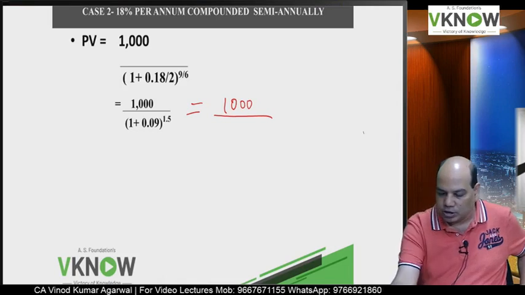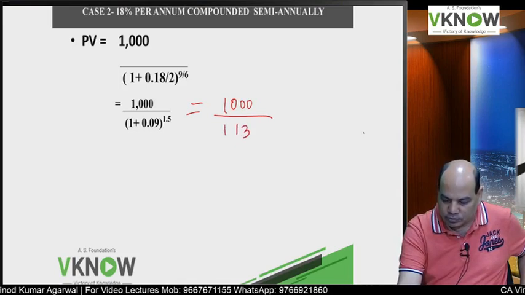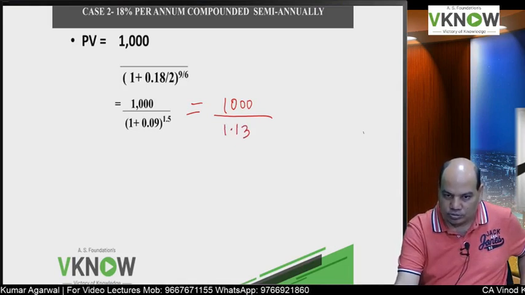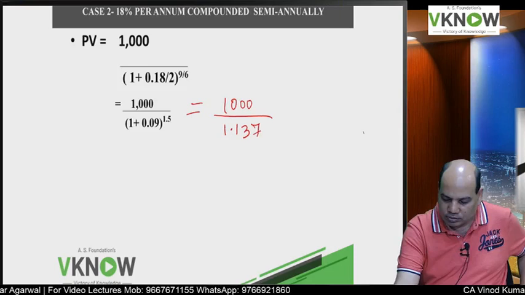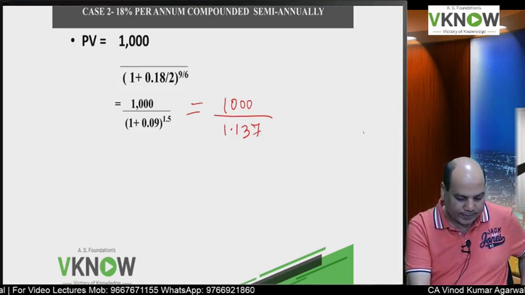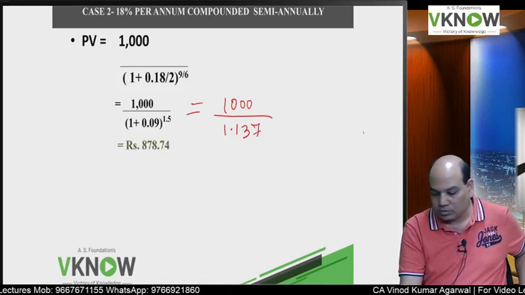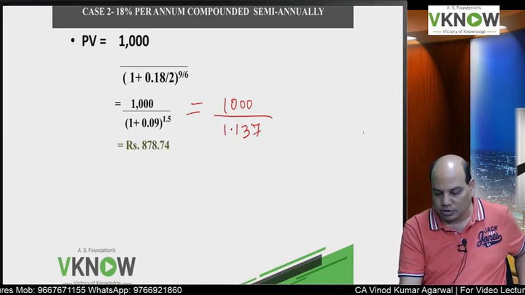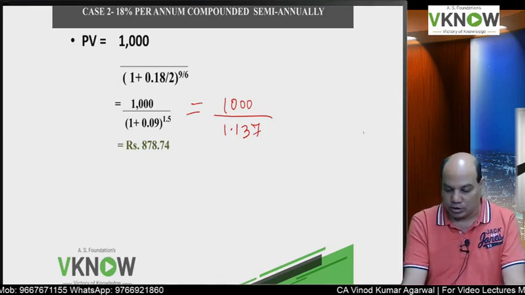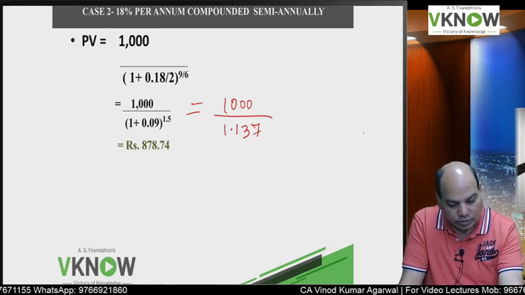What is the factor you are getting on the calculator? 1.137 something. Now 1000 divided by 1.137. So you will get something around 878.74, or you may get 879. Is it right?